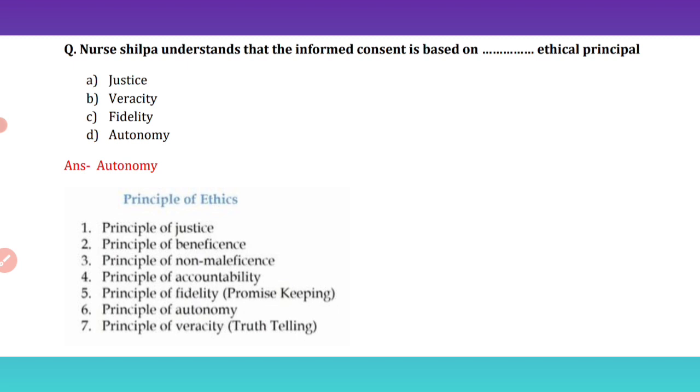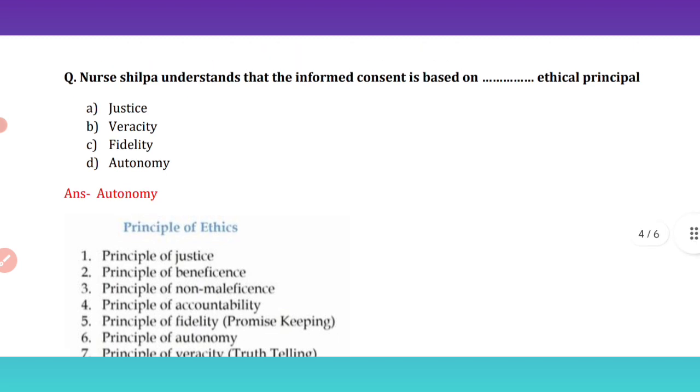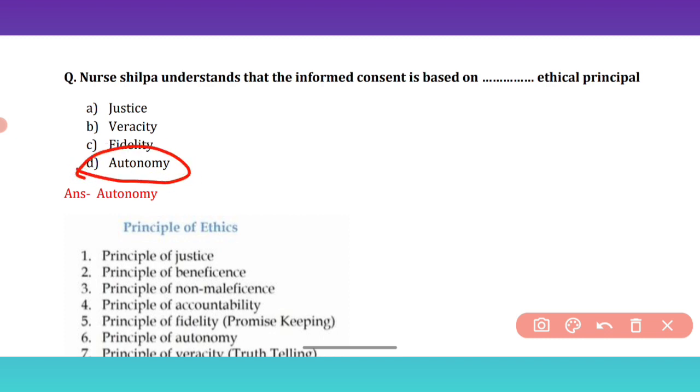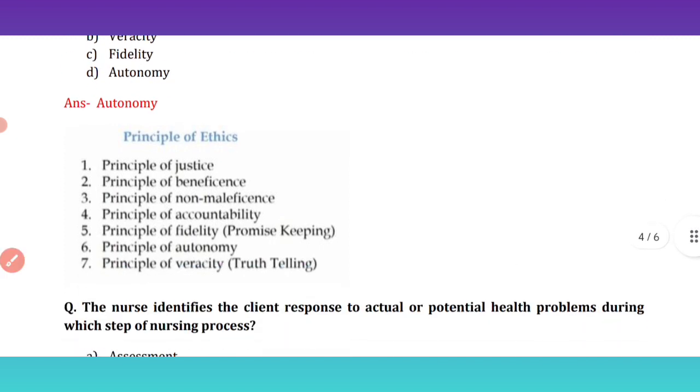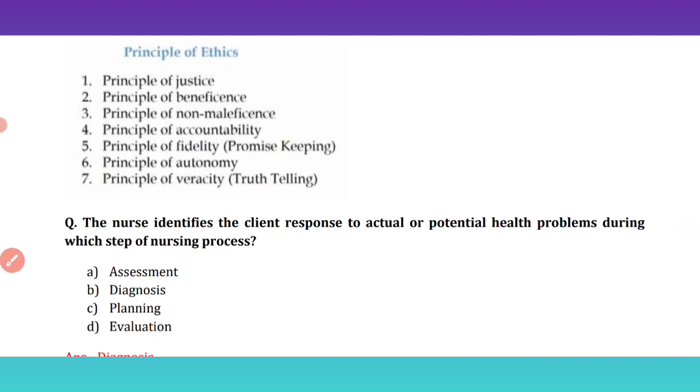Okay, fine. So in this question, they are asking, Nurse Shilpa understands that the informed consent is based on. Informed consent, why are we giving it to the patient? We have to explain each and everything to the patient. After that, the informed consent has to be signed by the patient, right? So it shows the autonomy of the patient, the decision making power of the patient. So here the right answer is Option D, that is autonomy. And getting the signature on the informed consent is from the doctor's side. It is not the work of the nurse. So this point also you're supposed to keep in mind.